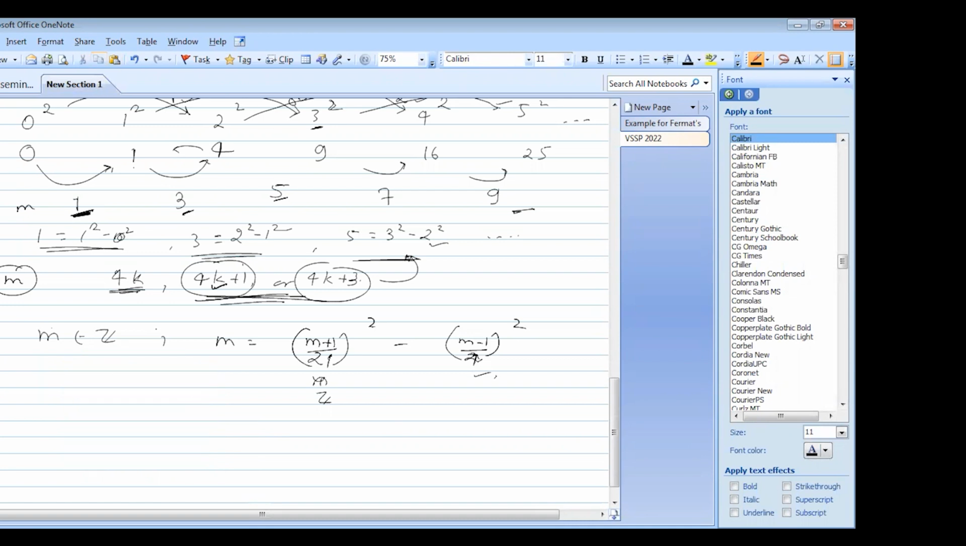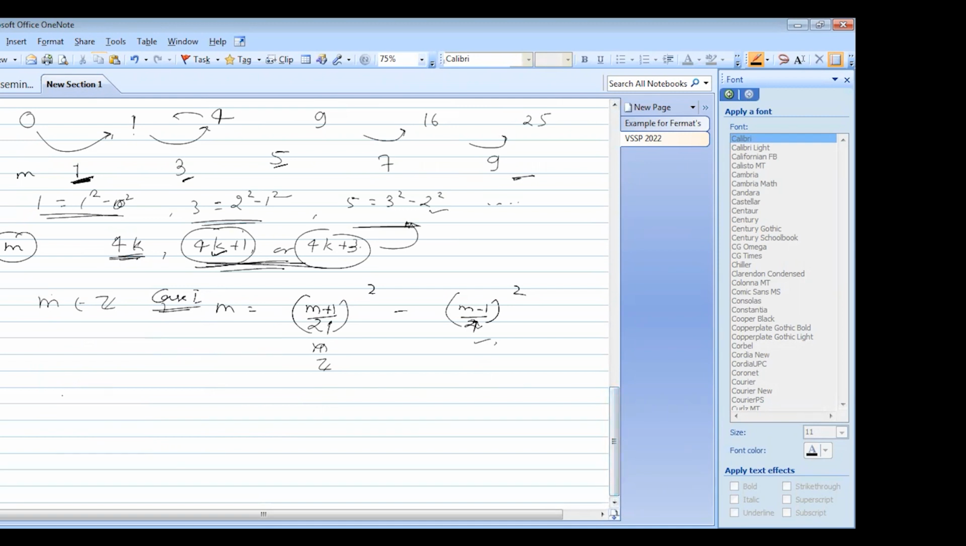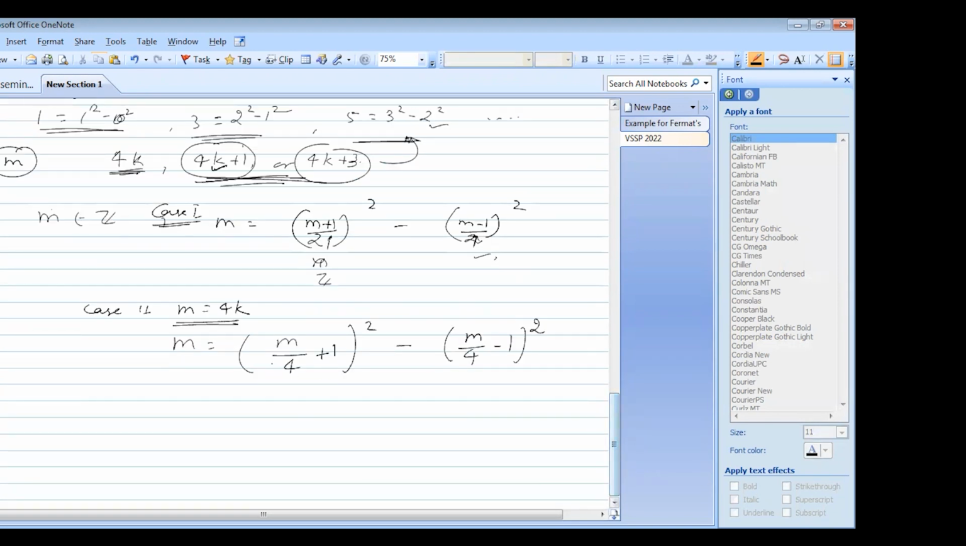Right. So case 1: if m is of the form 4k plus 1 or 4k plus 3, in that case I can represent m as a difference of squares in this manner. Next, case 2: if m is of the form 4k, then I can write m equal to (m upon 4 plus 1) squared minus (m upon 4 minus 1) squared. Right? So if m is a multiple of 4, then m by 4 is an integer. So this way I can represent. If you expand it, you will get m.